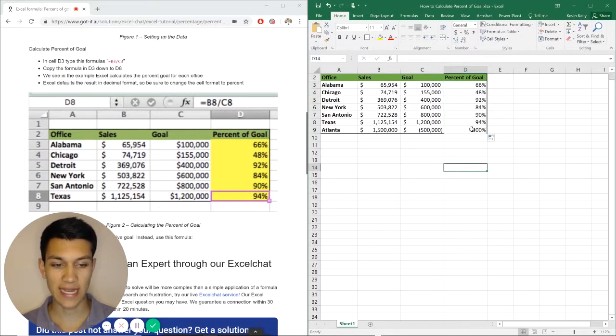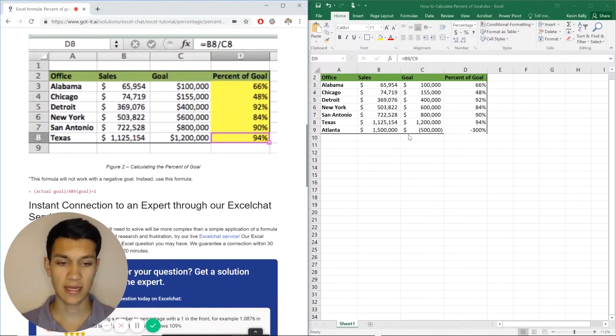Now, as you can see here, -300% obviously is not the case in this scenario. So we see our goal was -500,000. Obviously, why would you ever have a negative goal? That's never actually going to be the case. But just for this example, I'm going to show you how to use another formula.